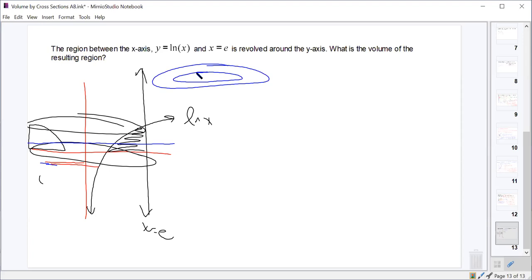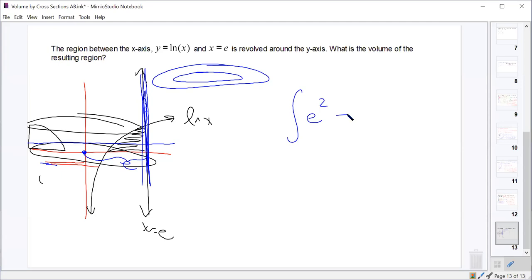All right, so our outer radius will always be measured from that axis we're revolving around, right? So the furthest right that we go is e. This is the rightmost portion of this region, it's always at x equals e, isn't it? So my outer radius is always going to be e, no matter what. Always e. So we're going to have e squared.